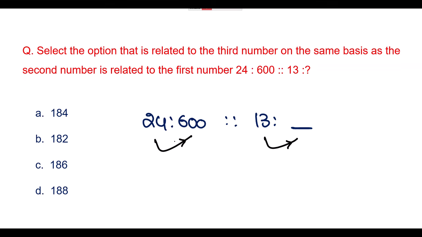182. Perfect. Next number, this is n into n plus 1 logic. 24, next number is 25. 13, next number is 14.